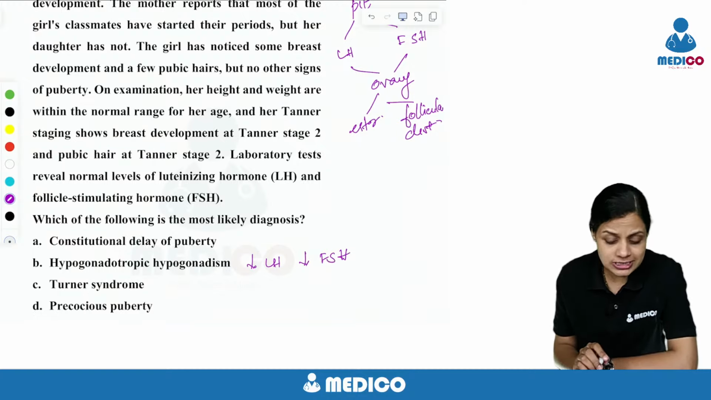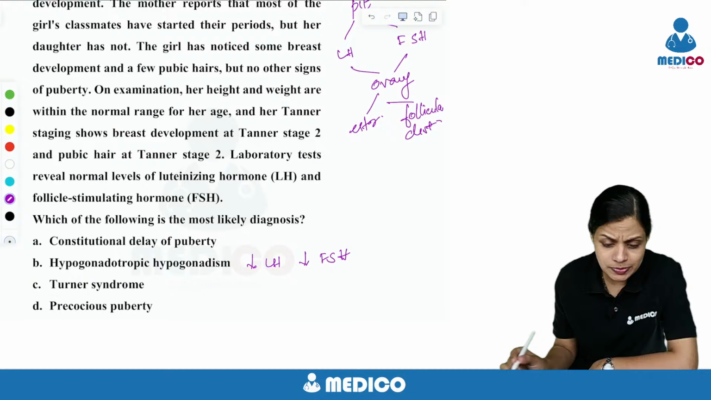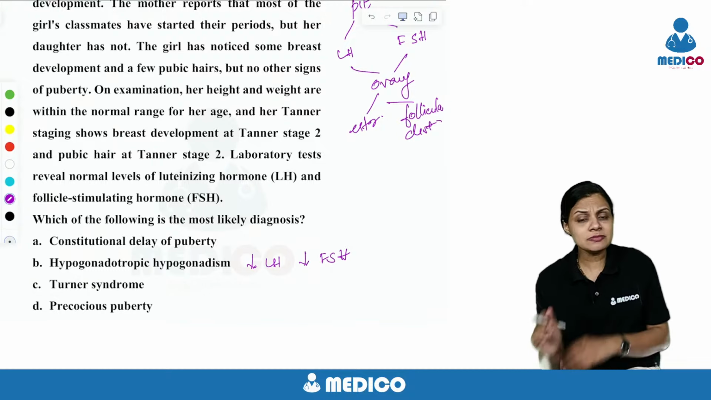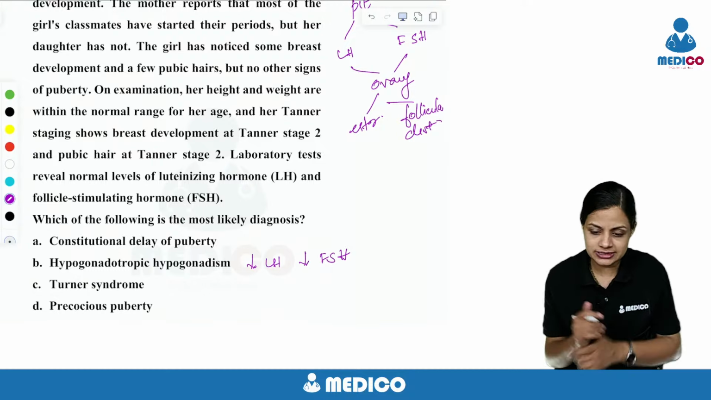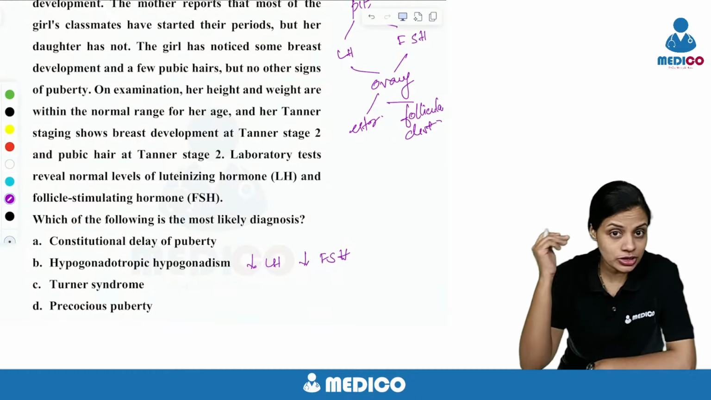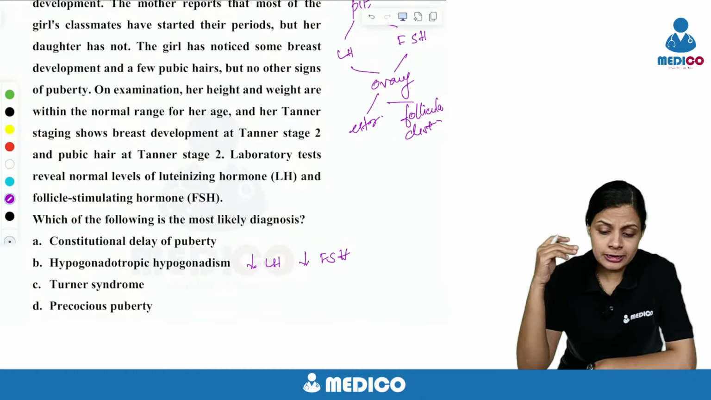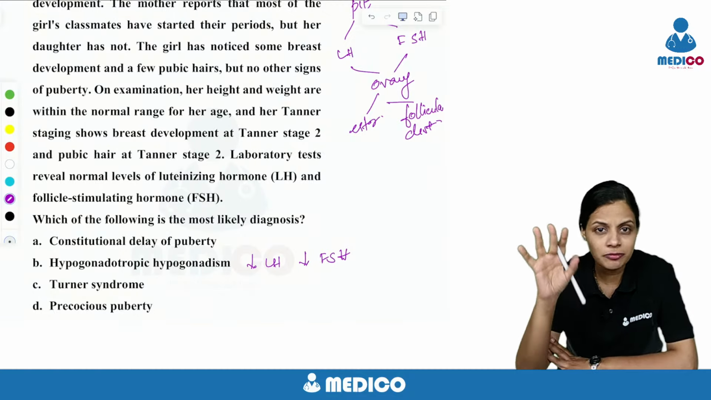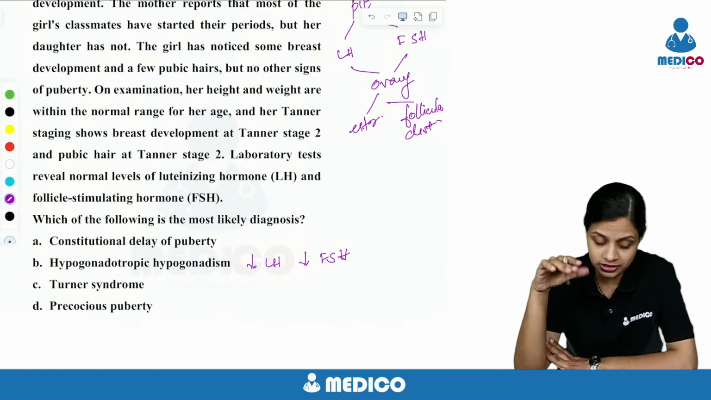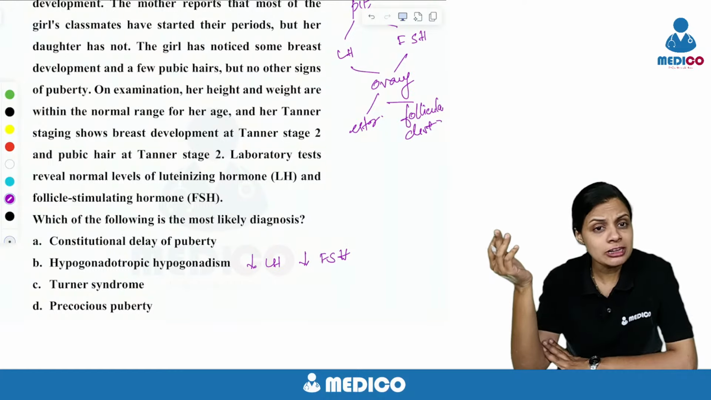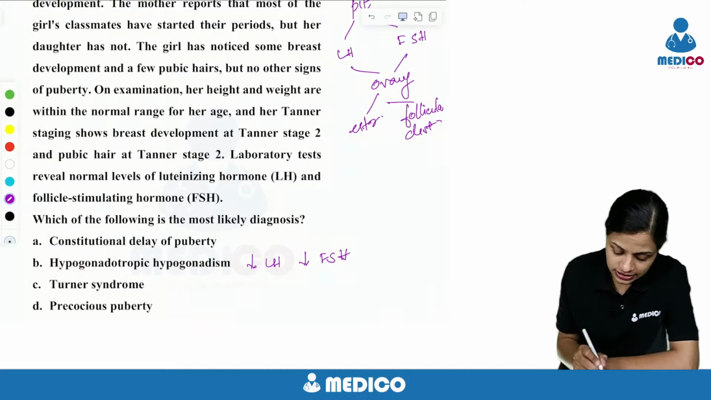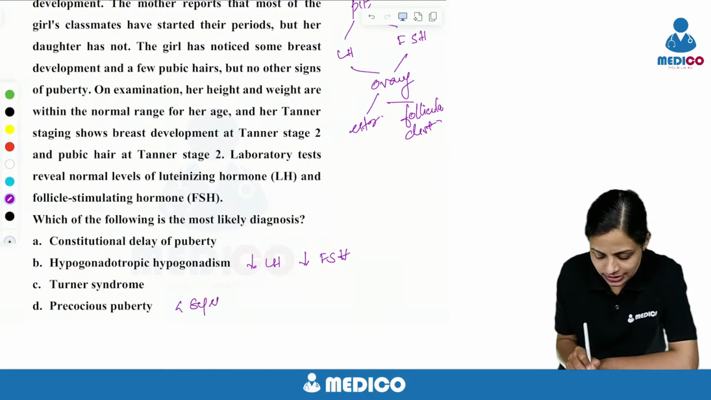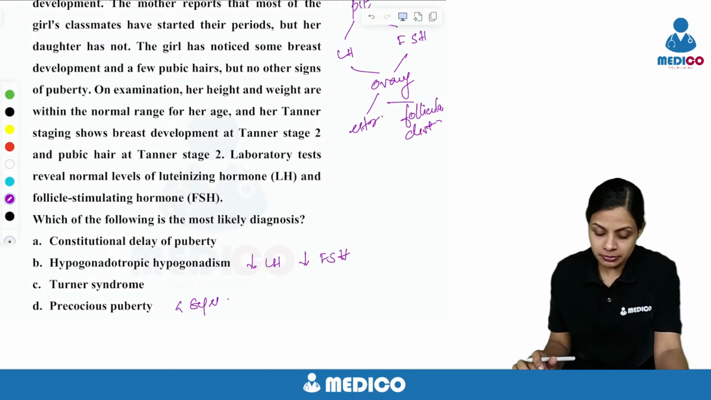What about Turner syndrome? Can this be a case of Turner syndrome? What is Turner syndrome? It is a case of an ovarian dysgenesis. So here the secondary sexual characters will be underdeveloped, and there will be characteristic physical features of Turner syndrome, but none of that have been described here. So it is not Turner syndrome. What is precocious puberty? Precocious puberty means puberty or menstruation that occurs in a girl who is less than 8 years old. That is also not the case here.